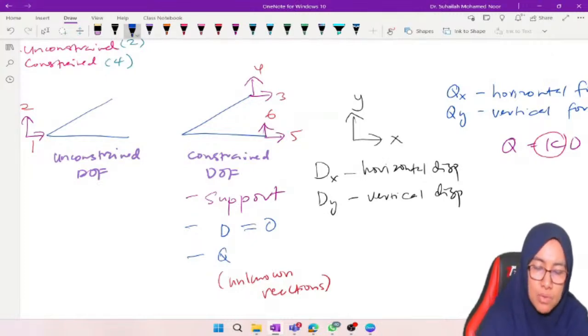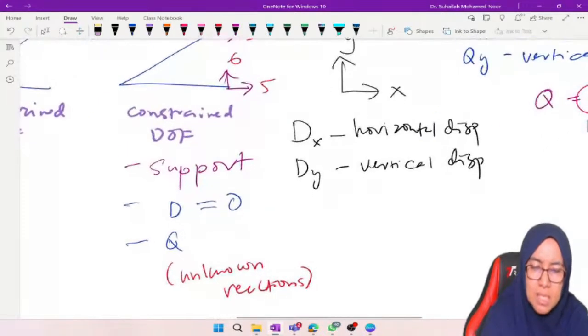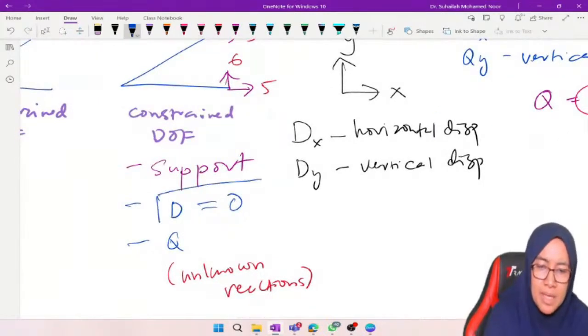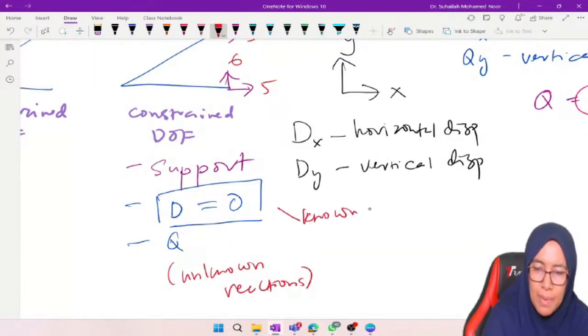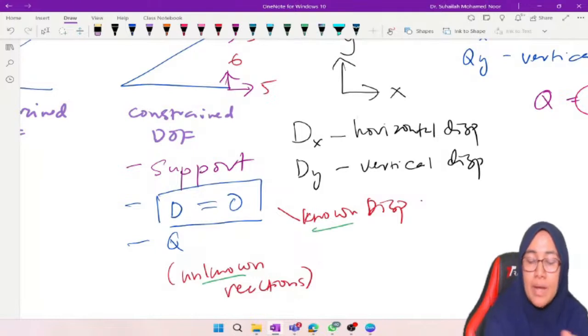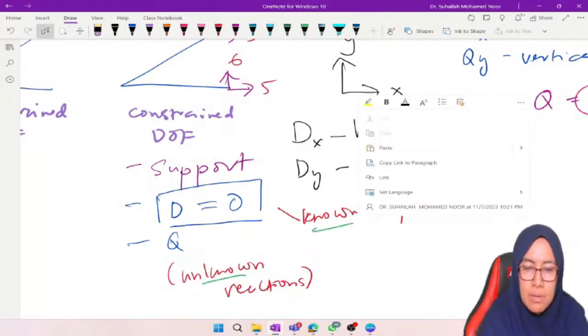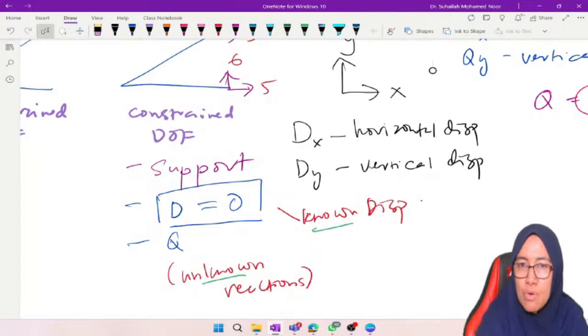Okay, we call this unknown. So D equal to 0 means known displacement, and known is the opposite of unknown. Known displacement, unknown reaction. D and Q will always have opposite conditions.